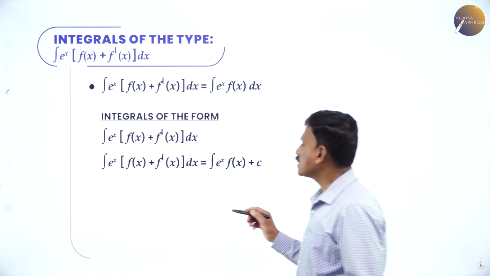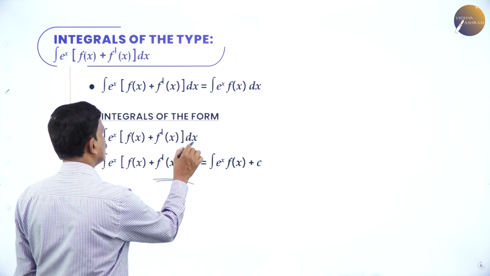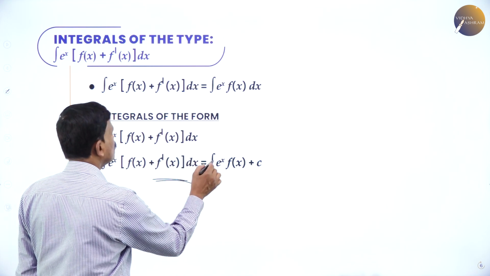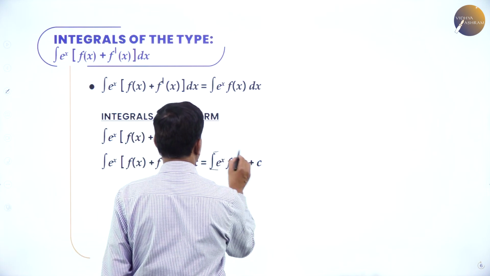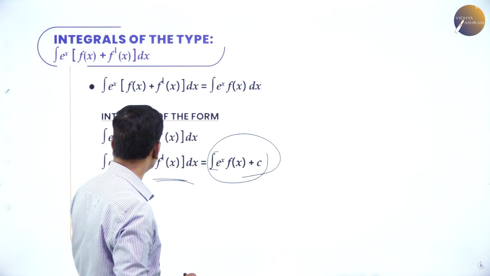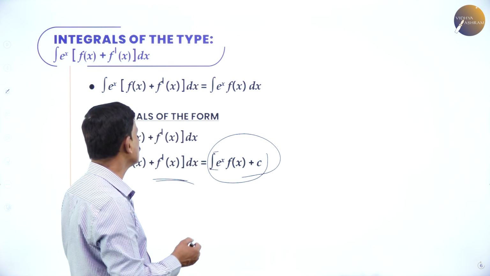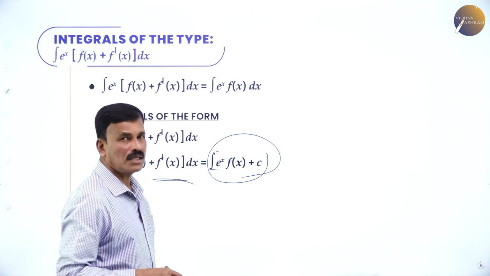Now let us write the formula. What is the formula? Integral e power x f of x plus f dash x dx is equal to e to the power of x f of x plus c, is the integrated answer. So the integral of e to the power of x into f of x plus f dash x dx is always equal to e to the power of x f of x plus c. Now let us take an example.